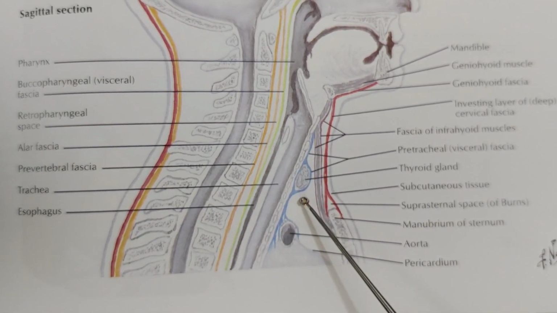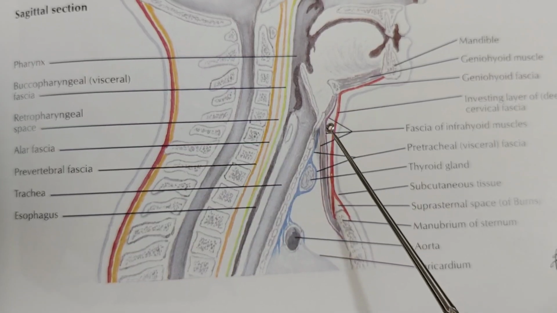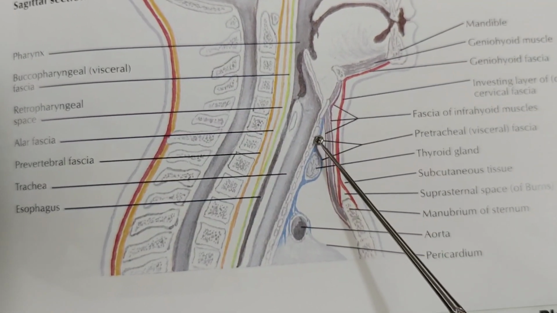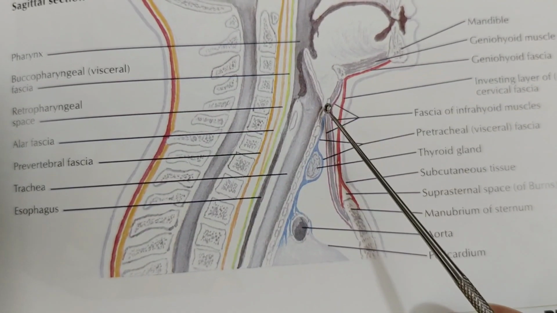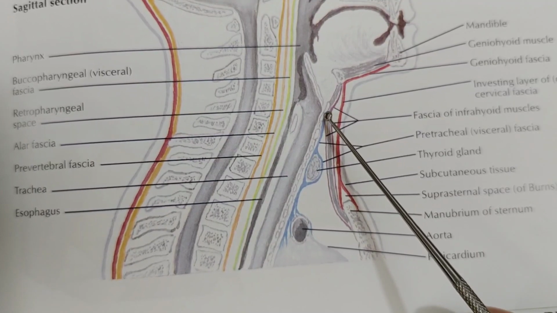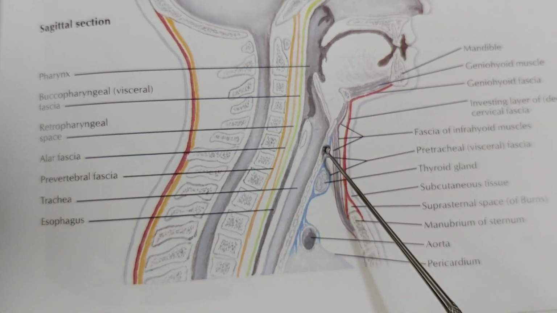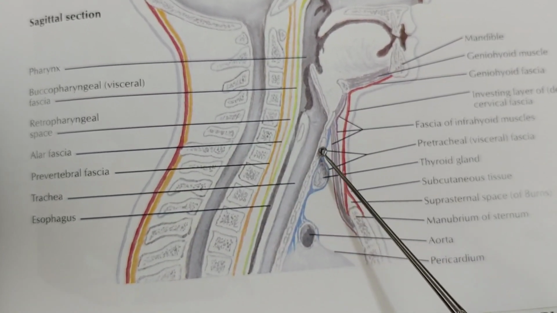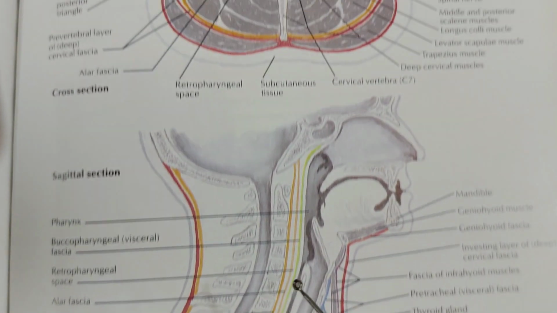The thyroid gland is covered with the deep cervical fascia. This pretracheal fascia encloses the gland. Here you see the upper attachment of the pretracheal fascia to the hyoid bone in the central part. In the lateral part, this goes to the thyroid cartilage, and the lower part it extends into the chest.